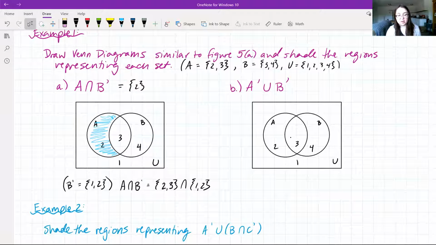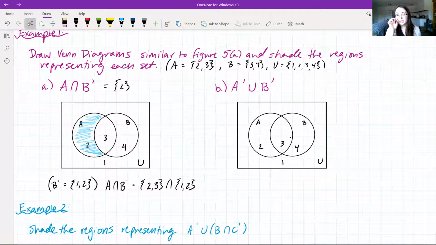So with our A intersection of B prime, we kind of broke everything down into what we know exactly what each set is. And then we wrote everything out, and then we just found what they shared, which was the set of 2. So then we just shade in the region of 2, and we're done. And that would be our finished Venn diagram. All right, on to our next part.